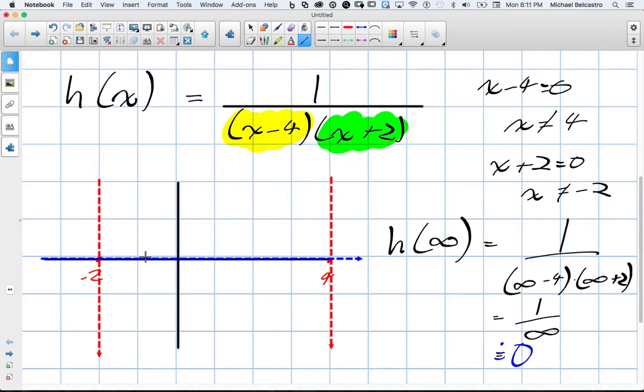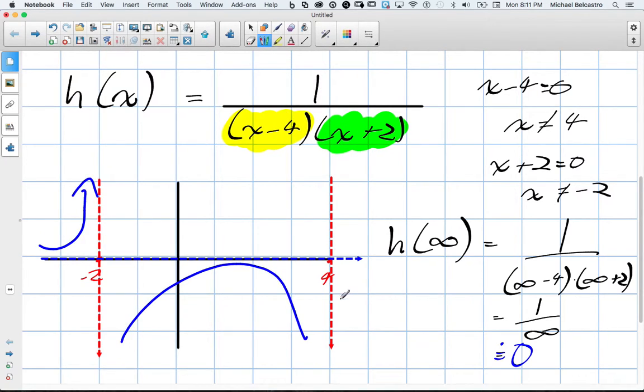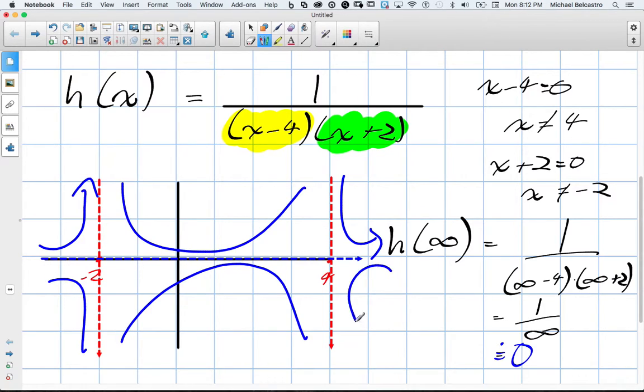Okay, so in other words, the graph is most likely not crossing this point. So maybe it's doing something like this, and then like this, but it's not crossing. Or vice versa, it could be doing like that. We don't really know what's happening yet.